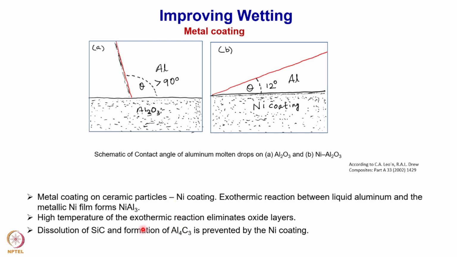And this reaction is also exothermic in nature, so this will ensure that the oxide layers from the surface are also removed. And if you have such metal coatings, it will also prevent the formation of this kind of carbides which may be detrimental.